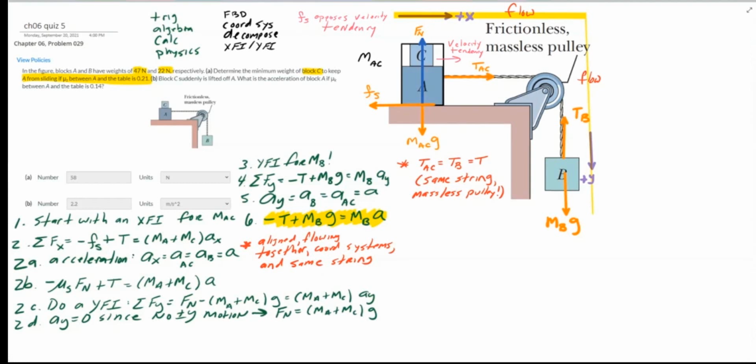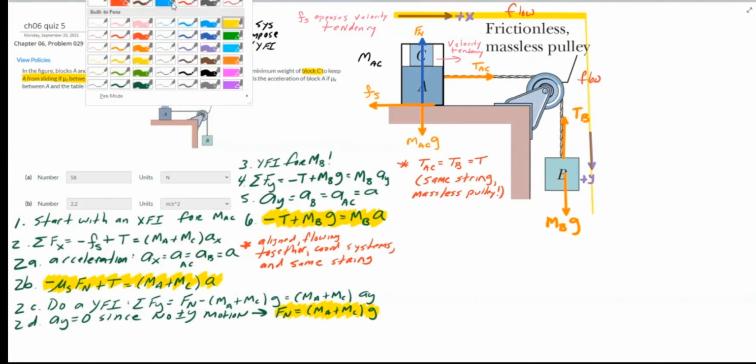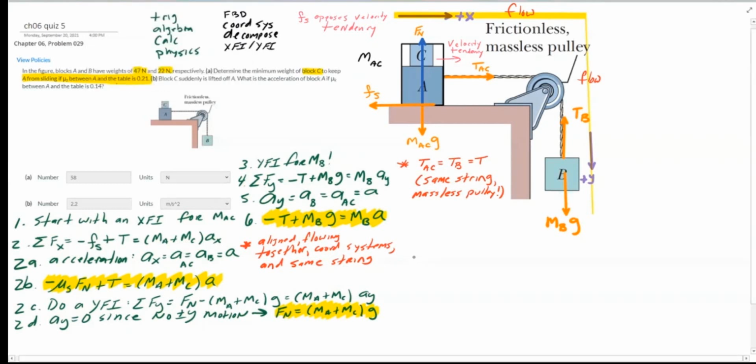Okay, so now that's it. This is my X force inventory for block AC. This is the Y force inventory for blocks A and C. And once again, this was the Y force inventory for block B. So from these equations, can you get the weight of C? So here's the thing. Let's get the mass of C. I'm at number 7.